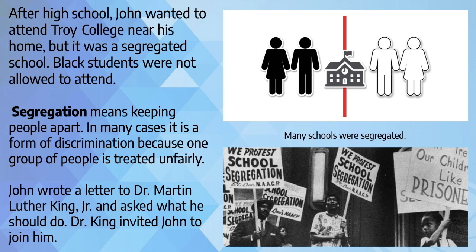After high school, John wanted to attend Troy College near his home, but it was a segregated school. Black students were not allowed to attend. Segregation means keeping people apart. In many cases, it is a form of discrimination because one group of people is treated unfairly.